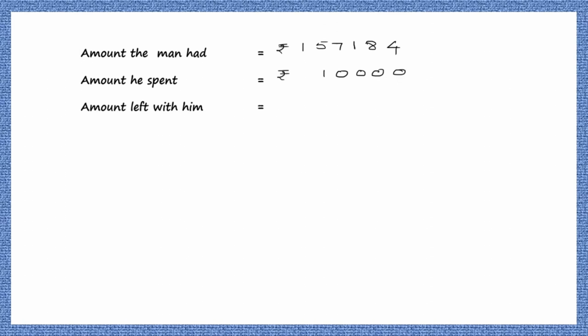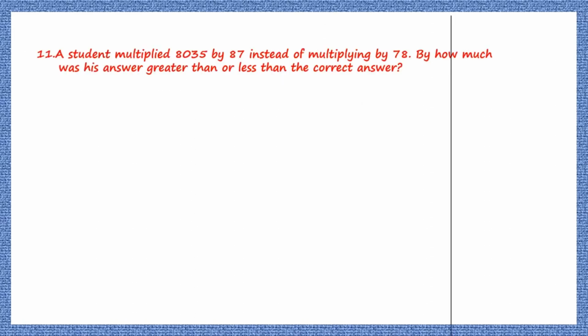Now, how much is the amount left with him? How do we find this? By subtracting. When we subtract these two, we will know the amount that is left with him. So now let's subtract and find out how much is left with him. So that is 4 and then we have 8, 1, 7, 5 minus 1 is 4 and 1. So the amount left with him is 1,47,184.